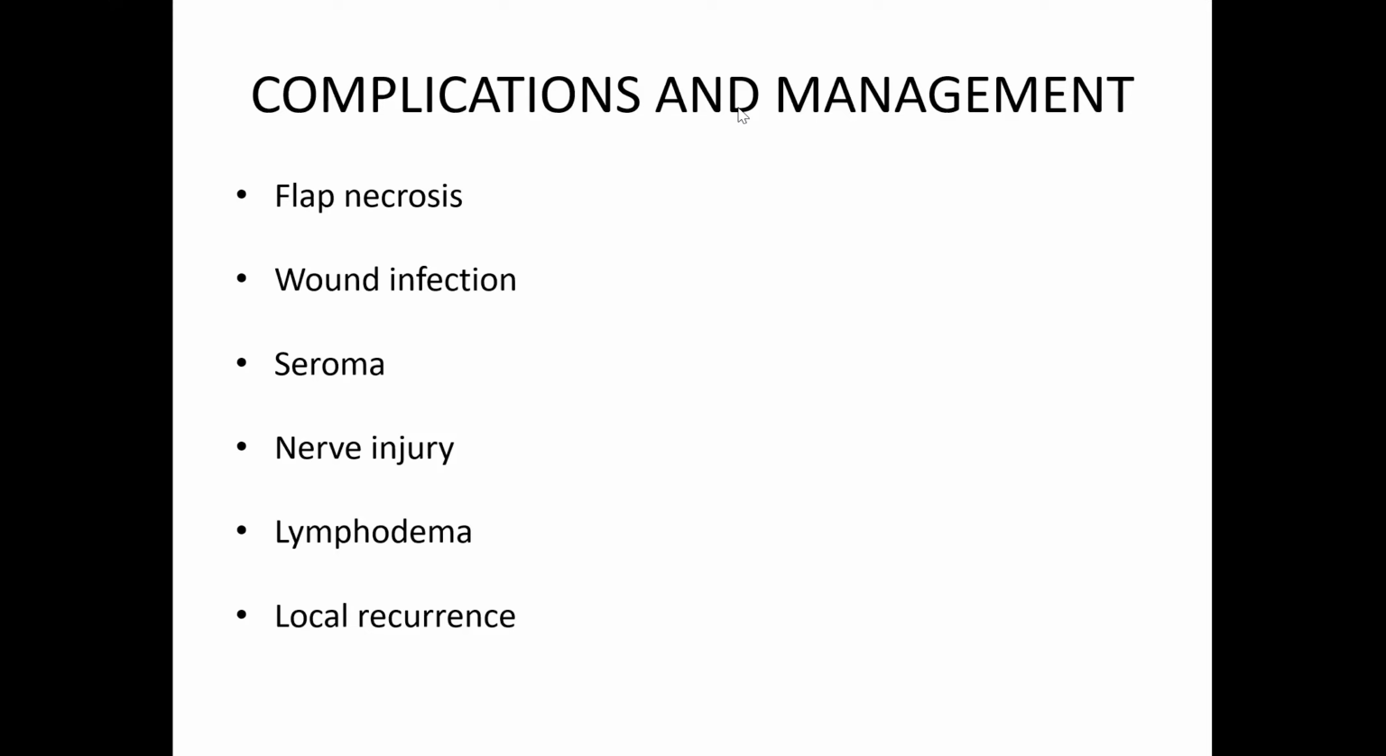Now, it is diagnosed when the circumferential difference between the two upper limbs is more than 2 centimeters. Patients that develop lymphedema as a complication can be managed using compressive stockings and sometimes intermittent compressive devices. And local recurrence can be a complication. Next slide, please.